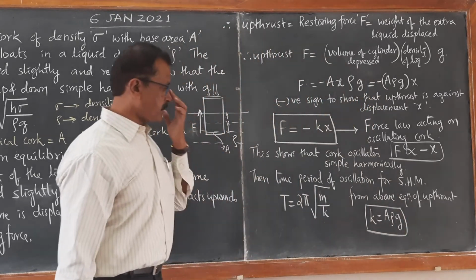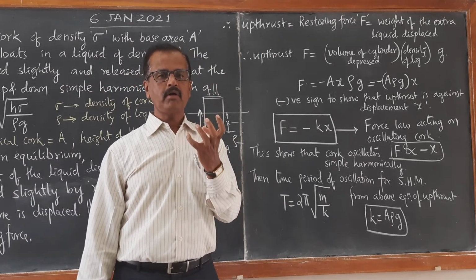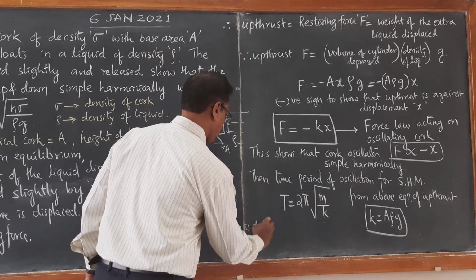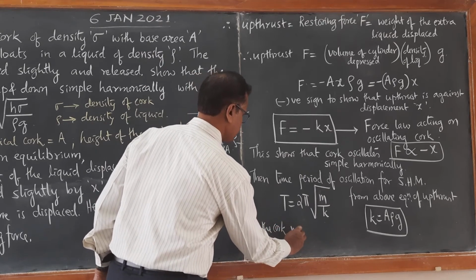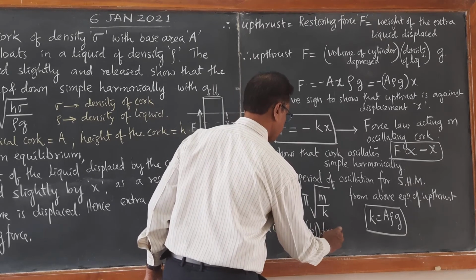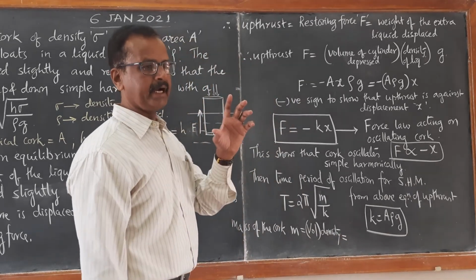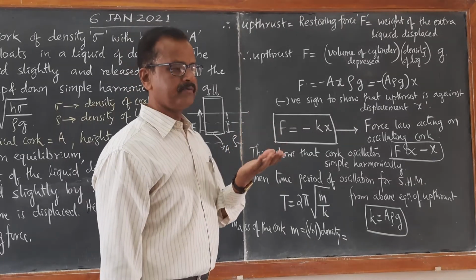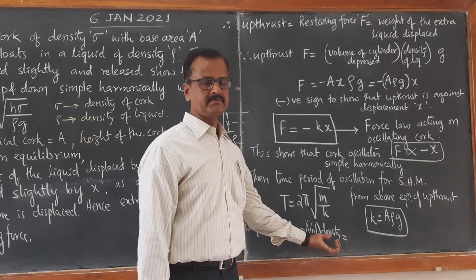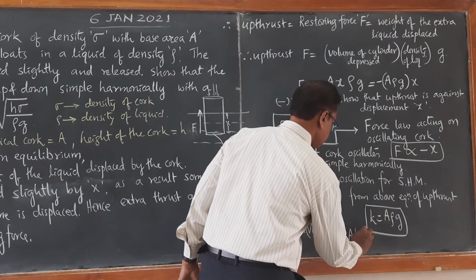Now, what is the mass of the cork? Mass of the cork is equal to volume of the cork into its density. Mass M is equal to volume of the cork into density of the cork. Volume of the cork is A into H, where the complete height of the cork is H and the area of base is A. So A into H into density. Density of the cork is sigma. So M is A H sigma.